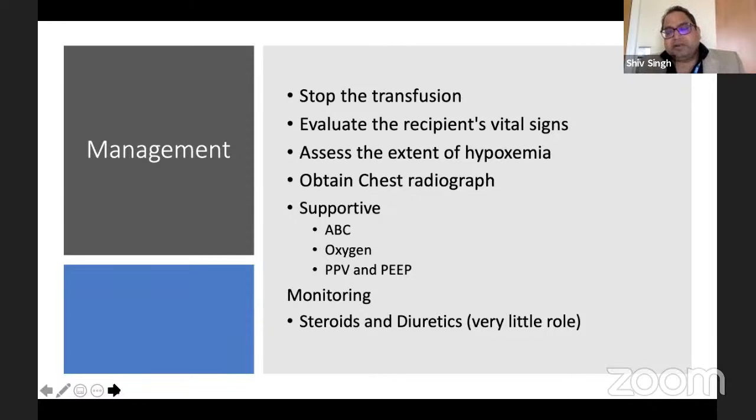This is not a fluid overload. This is a leakiness of the endothelium, like I've said. So with diuretics, you might actually want to keep them a bit dry, but it's not something which is part of the treatment. It's basically supportive treatment.